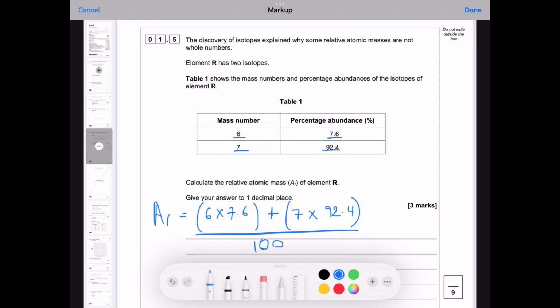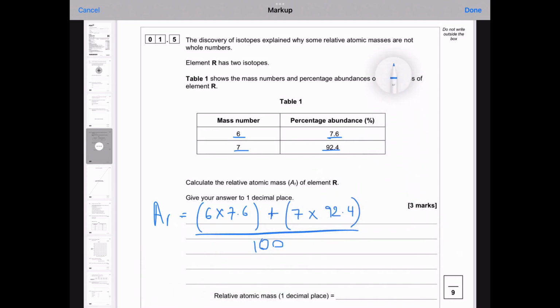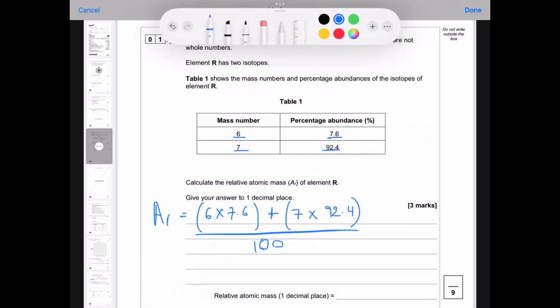Okay, so now we have this written out, we can put this into our calculator, and if we put that in, we should get an answer of 6.924. And we can see here that they actually want the answer to be in 1 decimal place. So if we do that, we should get a final answer of 6.9. So 6.9 is the final answer.